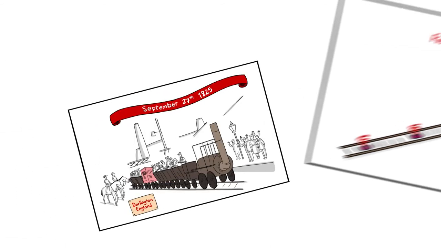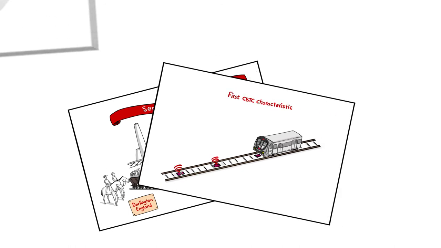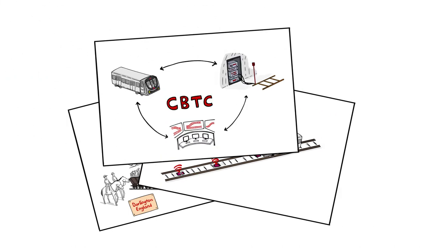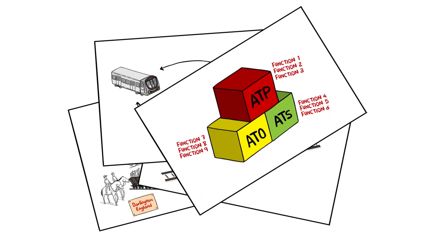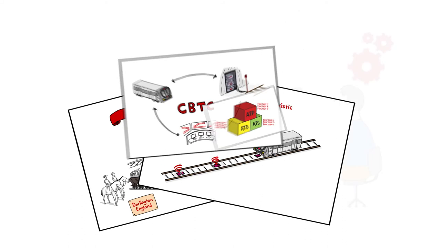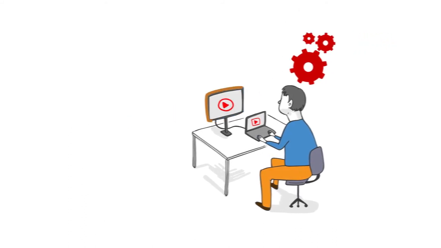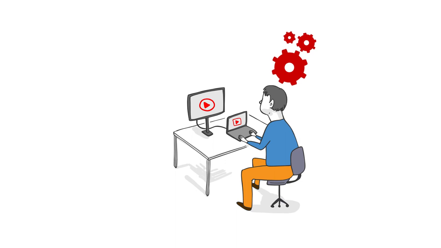The course will begin with a brief history of signaling, compare fixed block signaling to moving block signaling, cover the definition of a CBTC system as defined in IEEE 1474.1, and finish off by describing the three basic CBTC building blocks. By the end of this course, you will have a grasp of what makes a communication-based train control system tick.